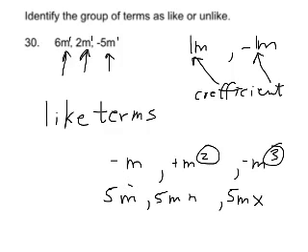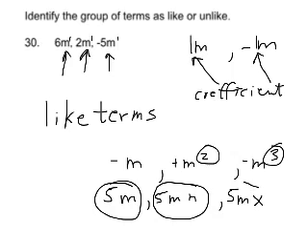We have 5 of these guys, 5 m's here. Here we have 5 mn's, and here we have 5 mx's. And all we know about them is that they're different. The only thing that's alike is the m's, but this one is multiplied times the n, and this one's multiplied times x, so we cannot combine them.